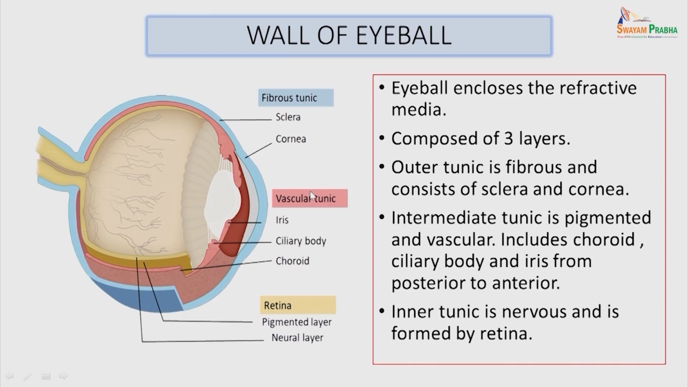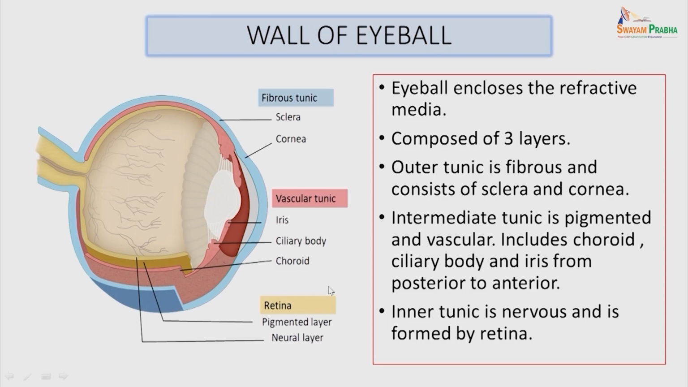The outer tunic is fibrous and consists of sclera and the cornea. Here you are seeing the fibrous tunic or outer tunic, which is composed of two parts. This is the sclera and the cornea in front. The intermediate tunic is pigmented and vascular, and includes choroid, ciliary body and iris from posterior to anterior. Here is the vascular tunic, which is intermediate, and here are the parts: choroid, ciliary body and iris.